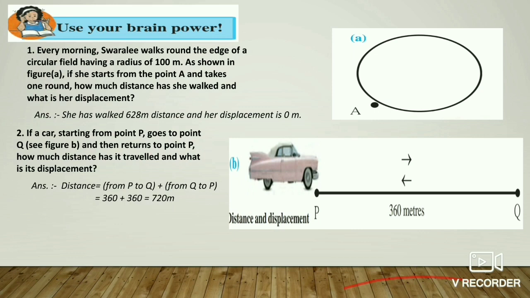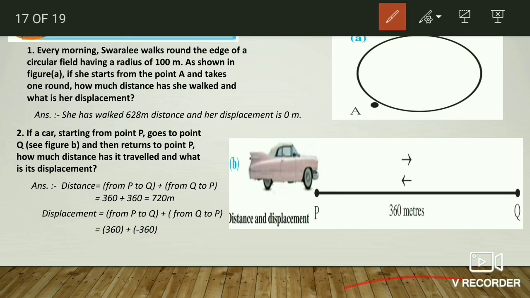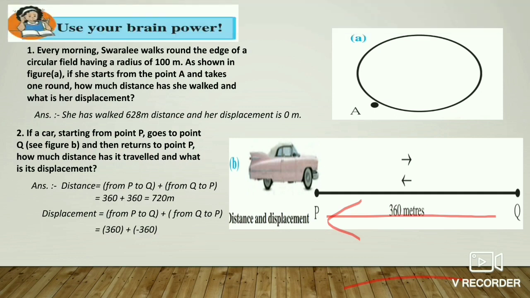Now displacement. Displacement means minimum distance traveled by an object and displacement is a vector quantity. So here direction is also concerned. So displacement is equal to from P to Q plus from Q to P. Here 360 plus minus 360 meter, because the car travels back, that means opposite direction. So here the sign is minus sign. So it is equal to 0 meter. We get the car has traveled 720 meter distance and its displacement is 0 meter.